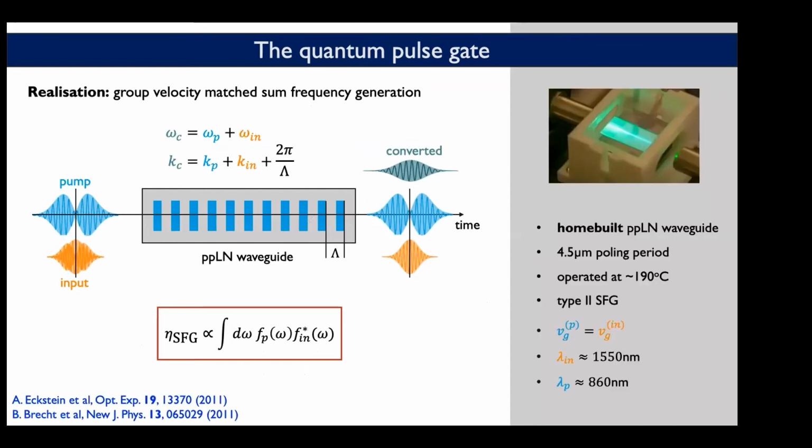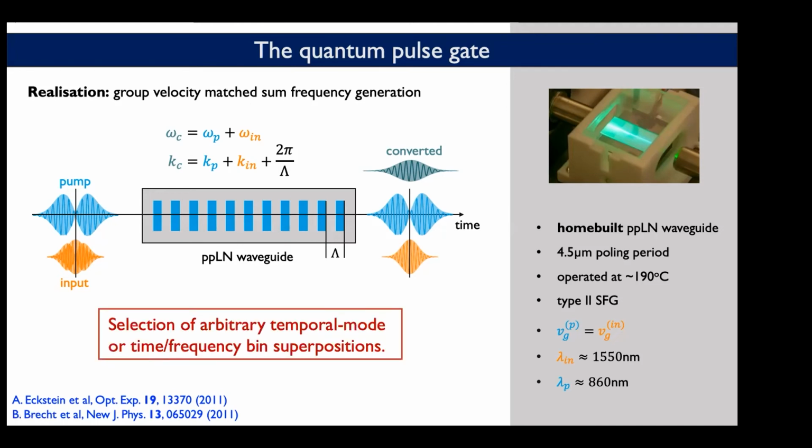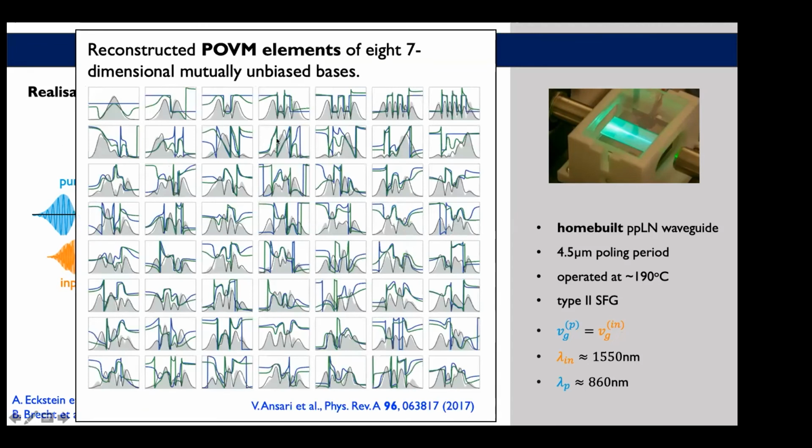Here are technical details on how the quantum pulse gate is composed. For us, it's a home build. I think it's a lithium niobate waveguide with a very specific poling, because only then do we have the right dispersion properties, and this is what's behind the scenes of this work, that we need these devices to implement that. But what we can do is select arbitrary modes now, and we can measure these things.